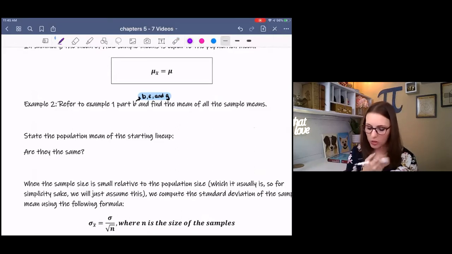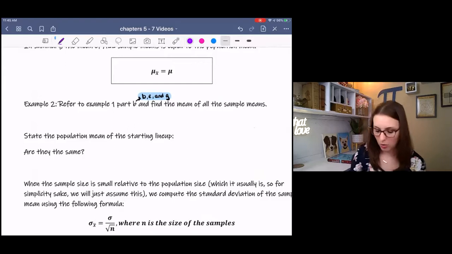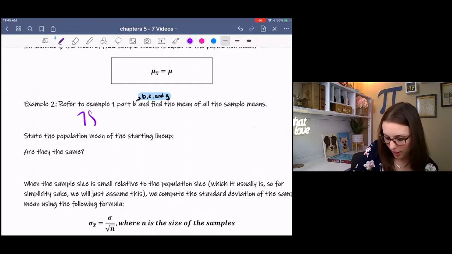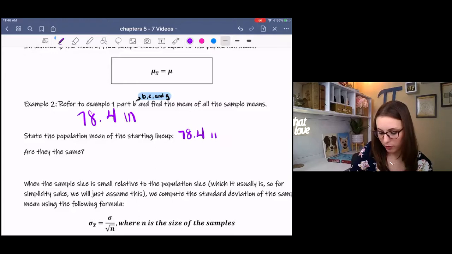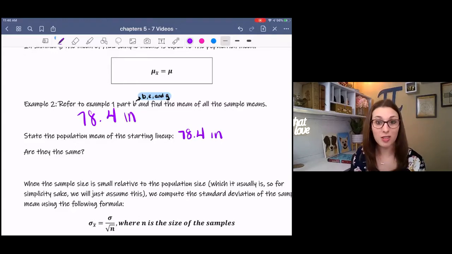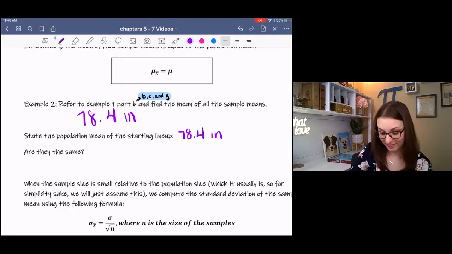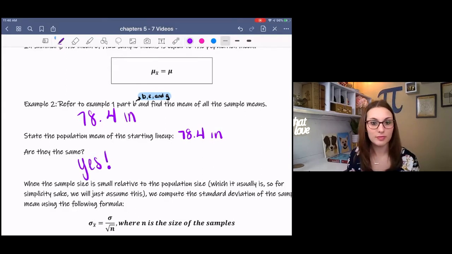So if we look back and we just did this to all the parts, we found that the mean of the sample means was 78.4 inches. And we know that the population mean is 78.4 inches. So are they the same? Yes. So cool.